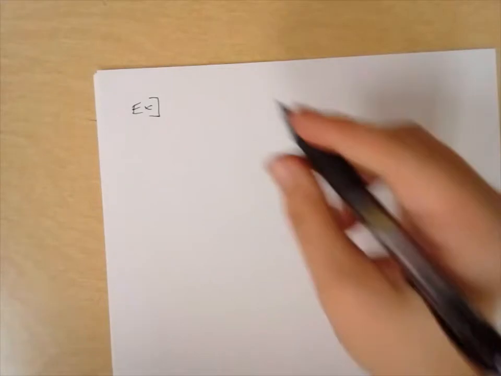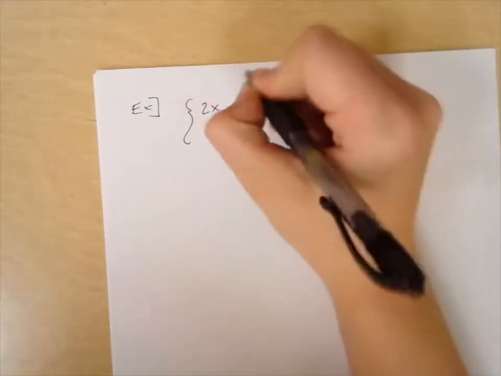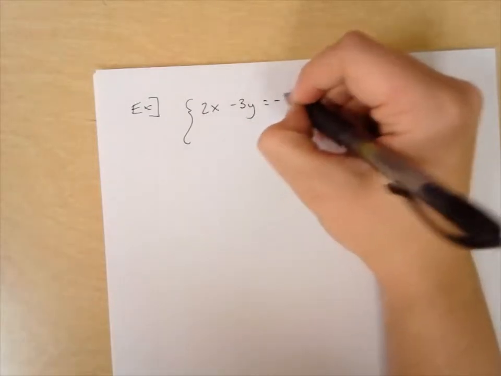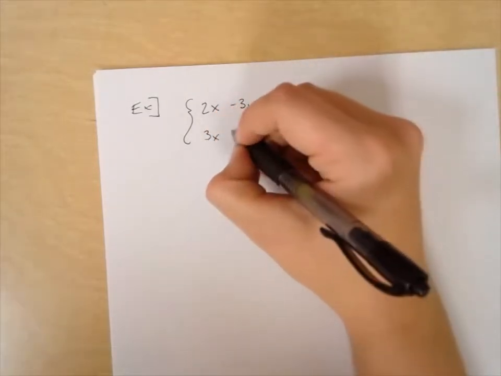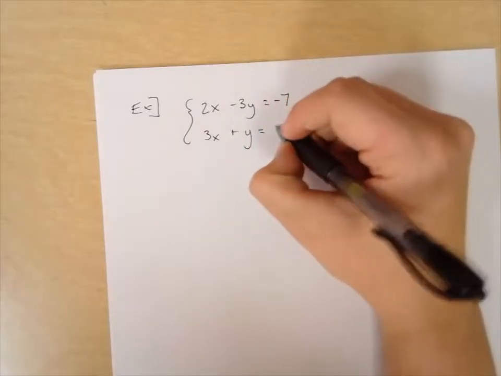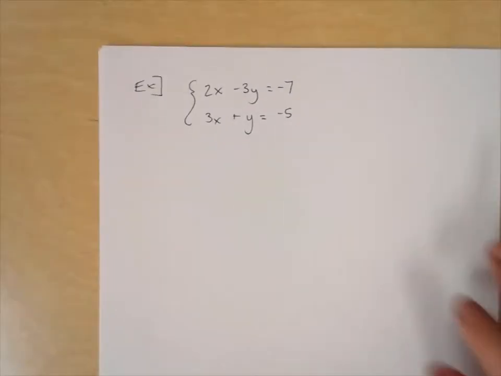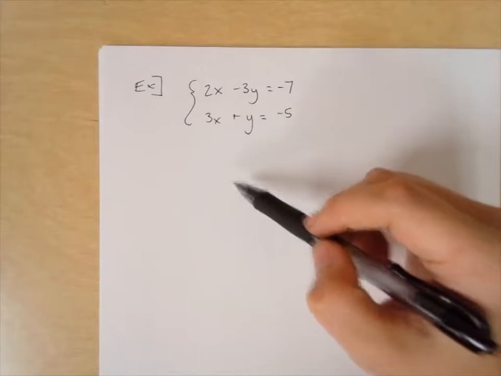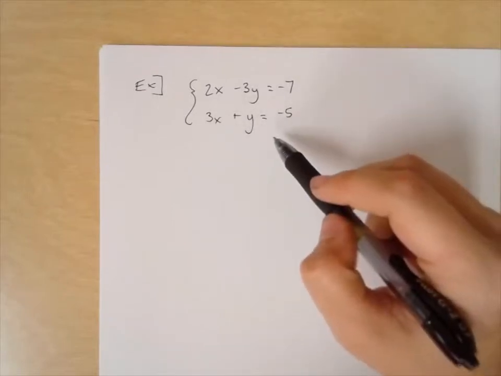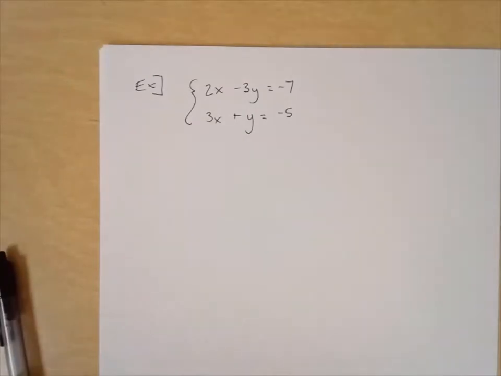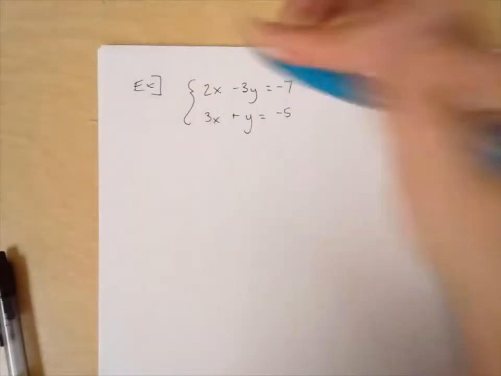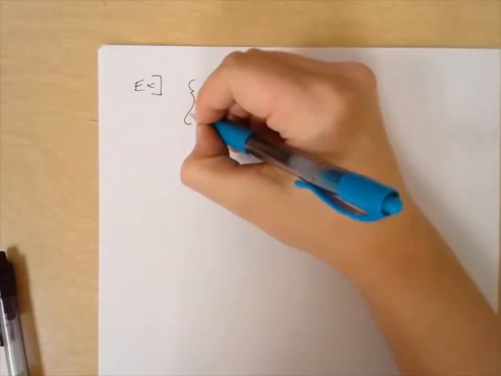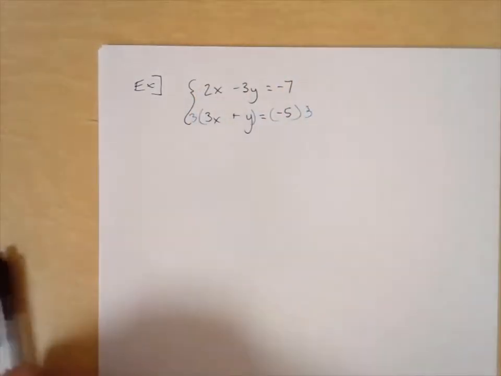Let's try one that's a little bit less obvious. Let's try the system 2x minus 3y equals negative 7, 3x plus y equals negative 5. What I can do here is, remember from step 1, we want to make coefficients that are the same number but opposite signs. If you look at your y's, they're already opposite signs. The only thing you need to do still is make this bottom one a 3y. And we can do that by using multiplication. So if I were to take this bottom equation and multiply both sides by 3, here's what my new system is going to be.